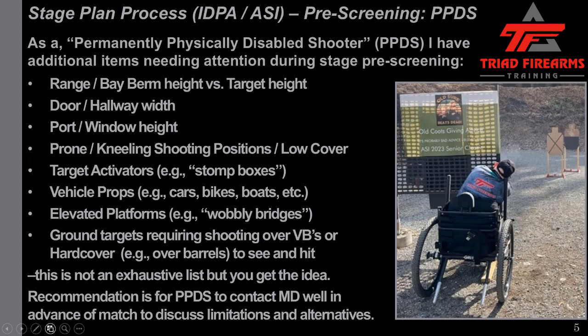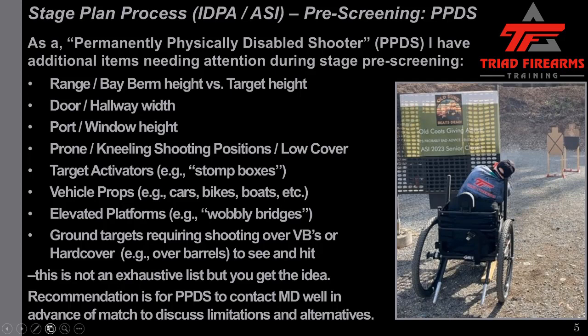Target activators, like stomp boxes, can be problematic. The design of my Grit Freedom chair features a boom with a third wheel out the front, which I can pop off the ground on demand, basically pop a wheelie. Depending on the situation, I might be able to activate a stomp box by popping a wheelie and using my front wheel to activate. Vehicle props like cars, bikes, boats, canoes, and so forth.